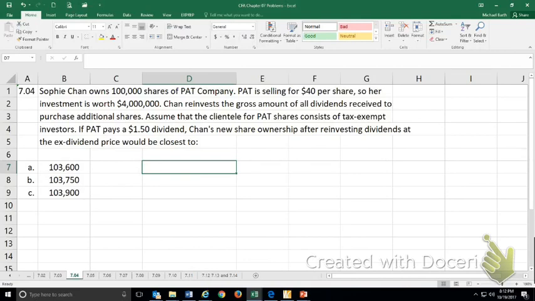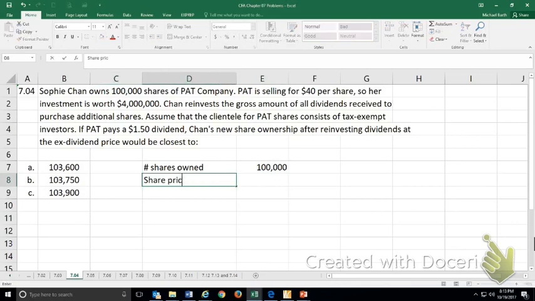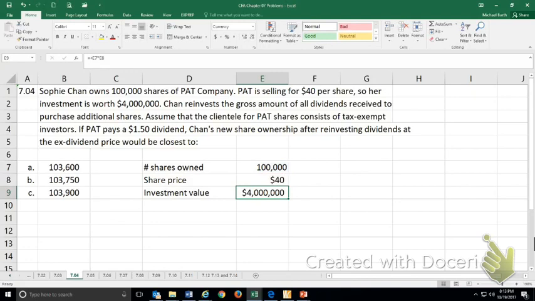Sophie Chan owns 100,000 shares of PAT Company. So the number of shares she owns, start out with 100,000, and the share price is $40 per share. So her investment value is 100,000 shares, $40 a share. Sophie Chan owns $4 million worth of stock. Chan reinvests the gross amount of all dividends received to purchase additional shares.